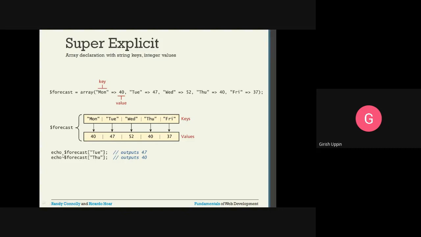You will say echo $forecast inside the square bracket, you will provide this string. Inside the double quotes you will say Tuesday. It will get you the 47 value. If you say $forecast inside the square bracket Thursday, it will fetch you the 40. So this will output it to the browser.